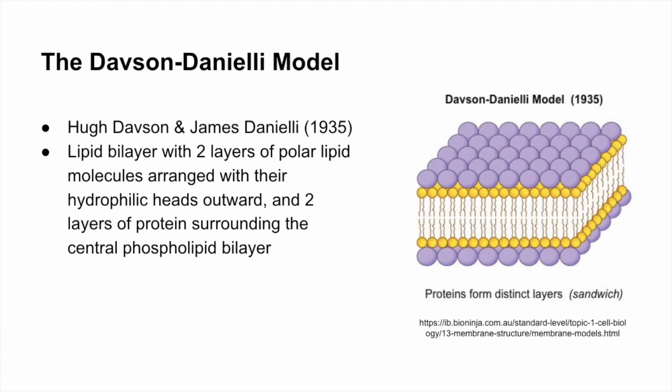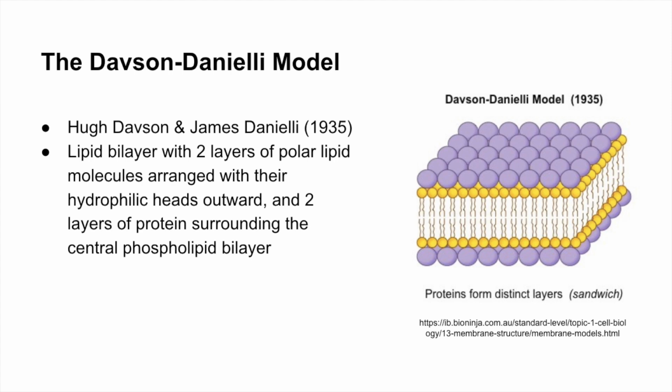The Davson-Danielli membrane model was the first model that attempted to describe the position of proteins within the bilayer, created by Hugh Davson and James Danielli in 1935. They suggested that the cell membrane was a lipid bilayer with 2 layers of polar lipid molecules arranged with their hydrophilic heads outward and 2 layers of protein surrounding the central phospholipid bilayer, basically creating a lipoprotein sandwich.